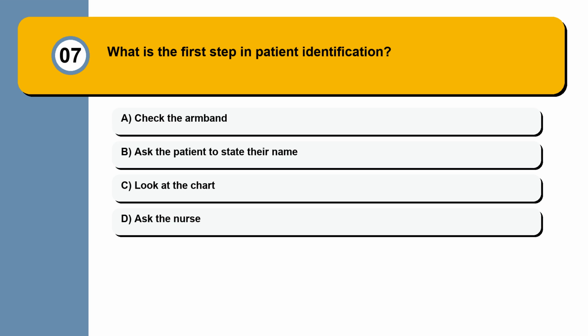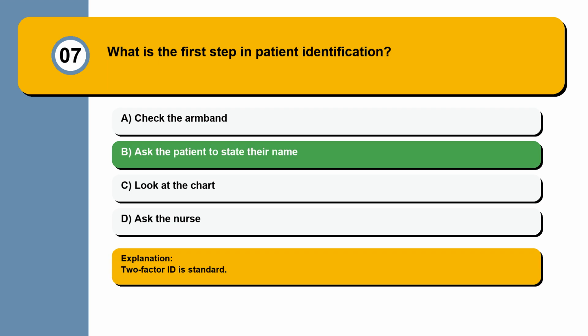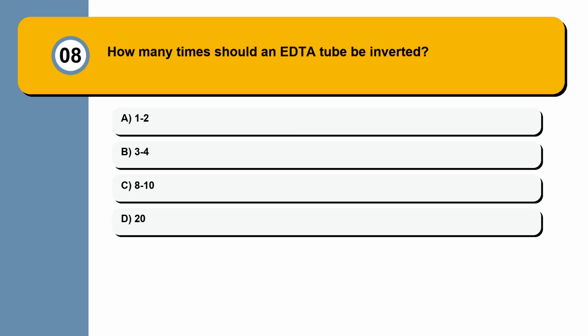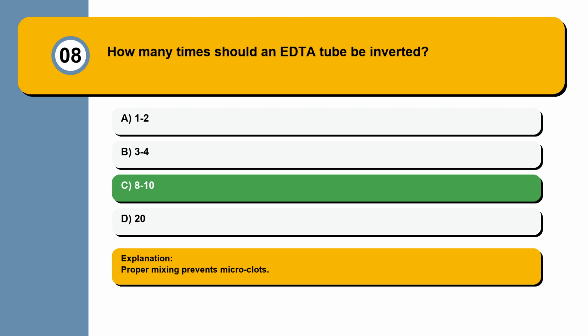Question 7. What is the first step in patient identification? Check the armband. Ask the patient to state their name. Look at the chart. Ask the nurse. Two-factor ID is standard. Question 8. How many times should an EDTA tube be inverted? 1 to 2, 3 to 4, 8 to 10, 20. Proper mixing prevents microclots.